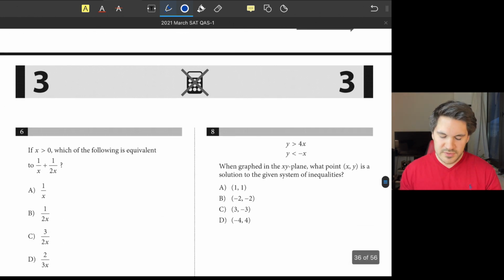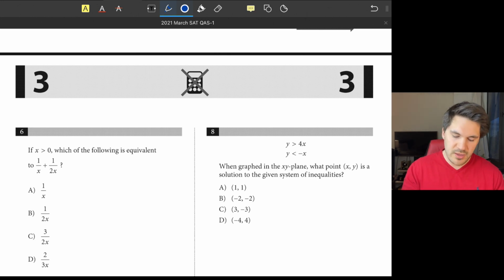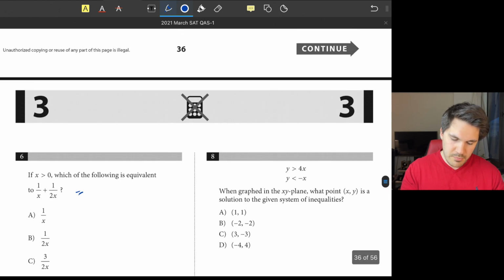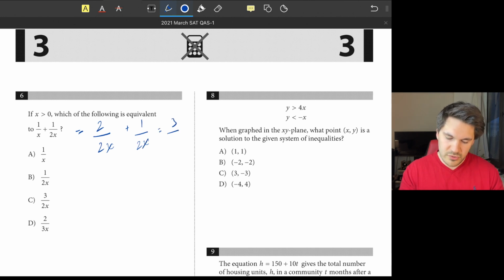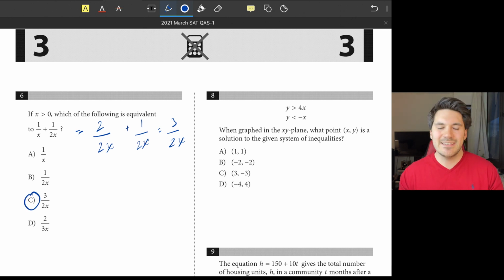Number 6, which of the following is equivalent to 1 over x plus 1 over 2x? We're just adding fractions, right? When we're adding fractions, we need to get common denominators. The way we can get a common denominator is take the first fraction and multiply the top and bottom by the same number, which will be 2, because we want to get it to be a 2x, so we can add the other fraction to it. So this is equivalent to 2 over 2x plus 1 over 2x. So this is going to be 3 over 2x, which is C.